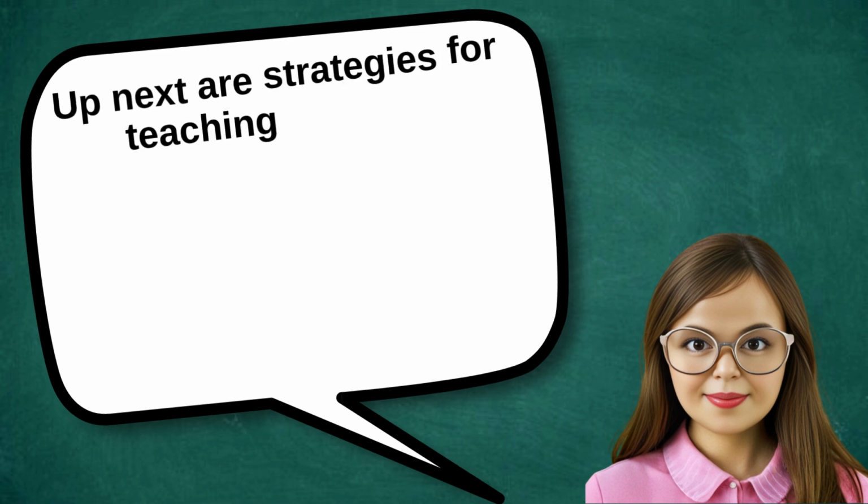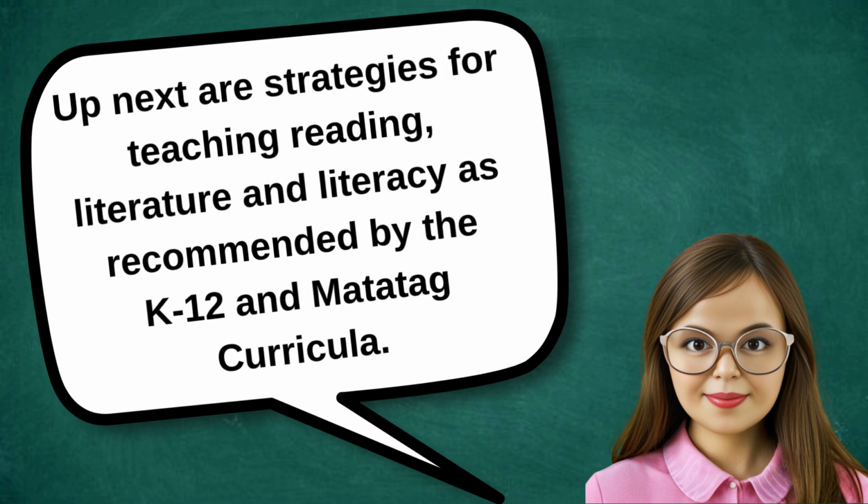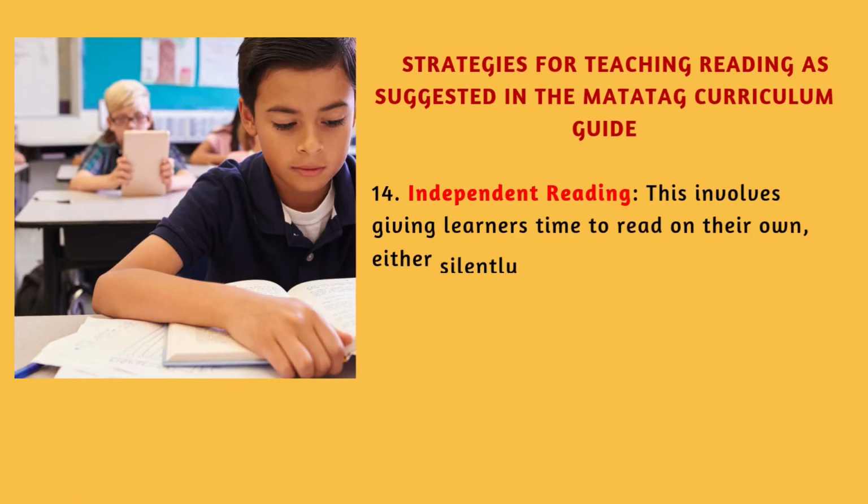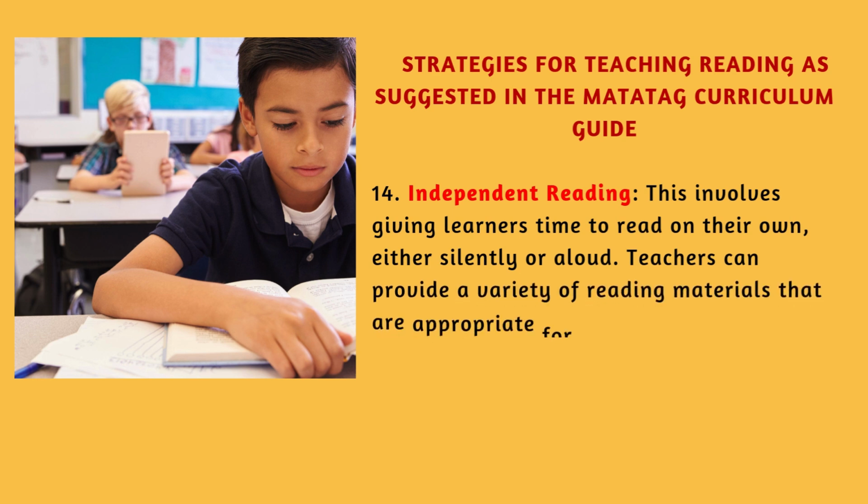Up next are strategies for teaching reading, literature, and literacy that are recommended by the K-12 and Matatag curricula. Number 14, independent reading. From the name itself, this involves giving learners time to read on their own, either silently or aloud. Teachers can provide a variety of reading materials that are appropriate for learners' reading levels and interests.